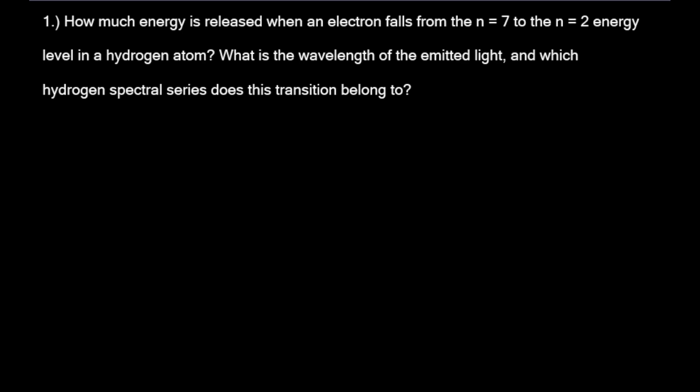It reads, how much energy is released when an electron falls from the n equals 7 to the n equals 2 energy level in a hydrogen atom? What is the wavelength of the emitted light? And which hydrogen spectral series does this transition belong to? Take a minute to solve this problem and then come back and see the solution.